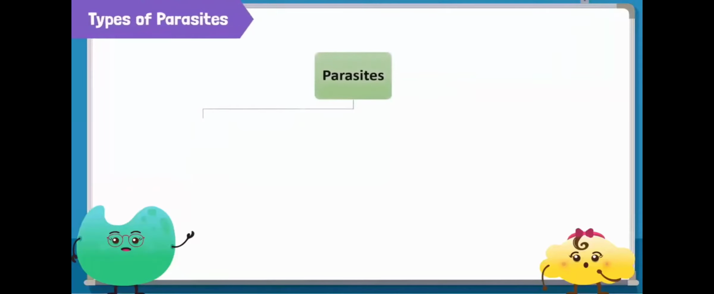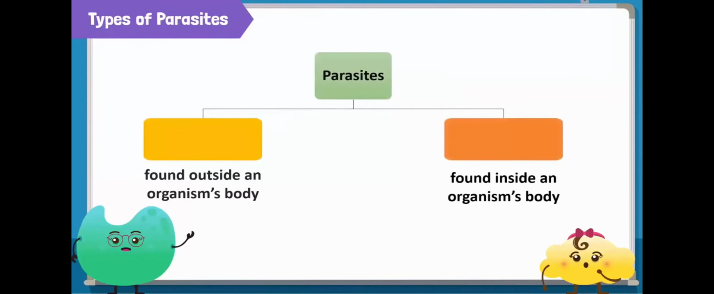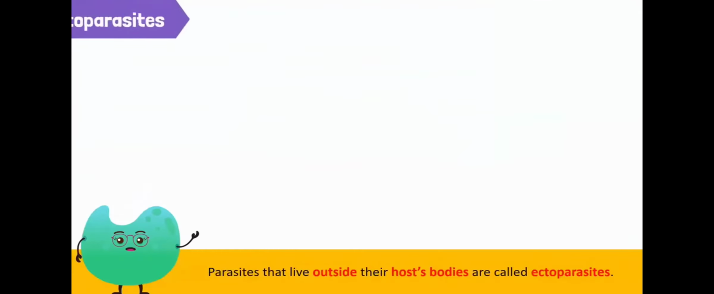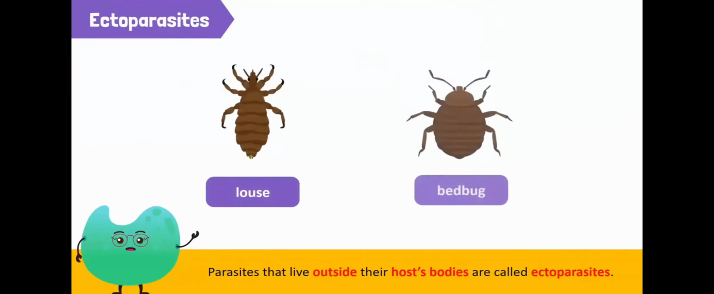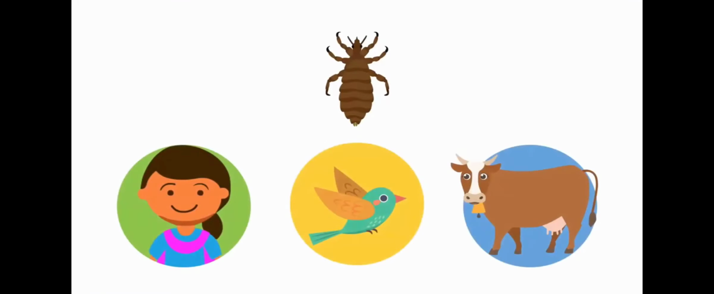Parasites can be found both outside and inside an organism's body. Parasites that live outside their host bodies are called ectoparasites. Lice and bedbugs are examples of these parasites. Lice are parasites of humans, birds, and many other mammals. In humans, they're usually found in hair. They feed on their host's blood.